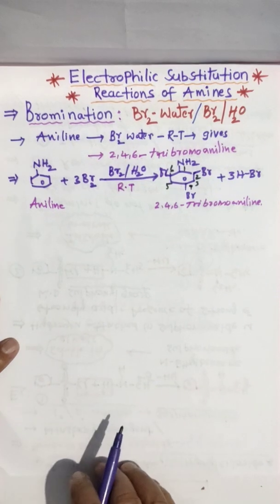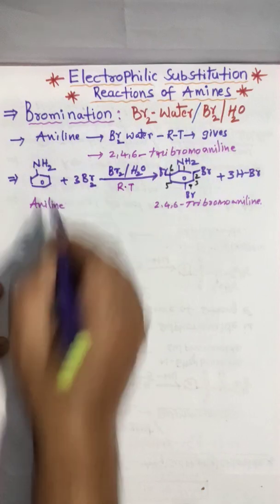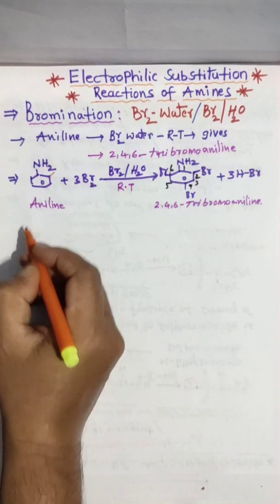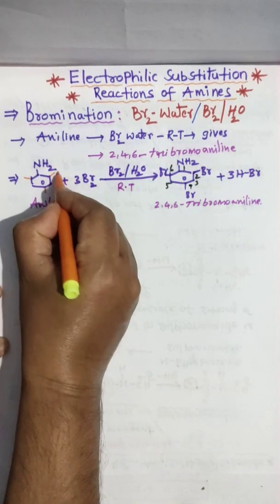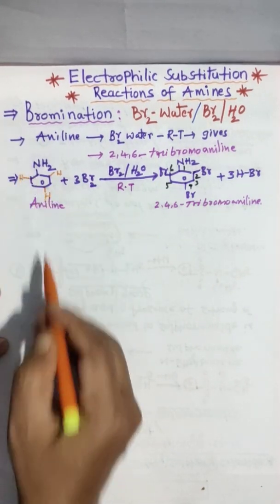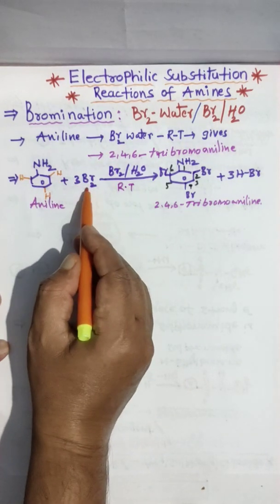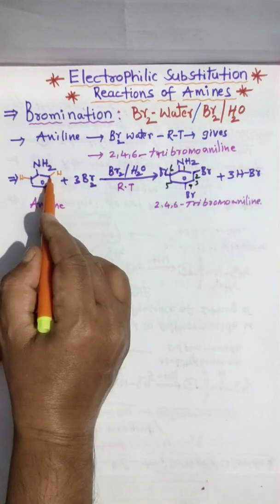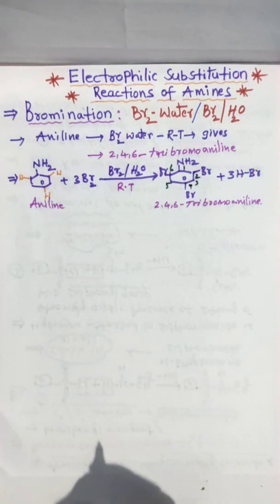Very important reaction. 2,4,6-tribromoaniline means, see here, this is ortho, this is para, this is ortho. Here hydrogens are there, at every corner there is a hydrogen. These 3 hydrogens are replaced by 3 bromines. Total 6 bromines we have, and 3 HBr you get, and the remaining 3 bromines are substituted at the ortho and para positions, so you get the ortho-para product.